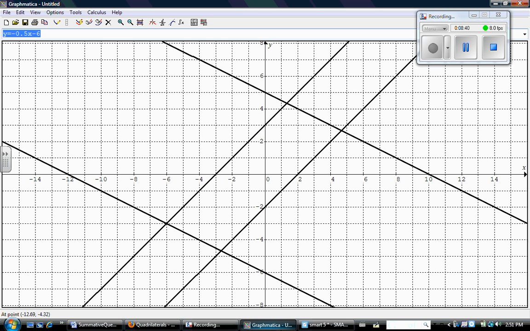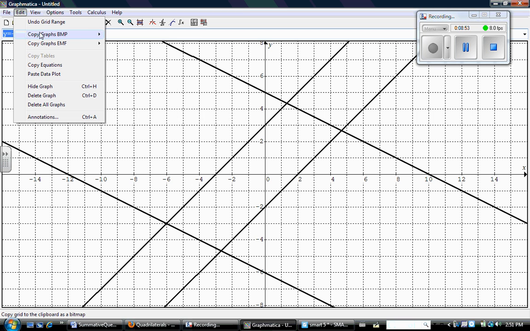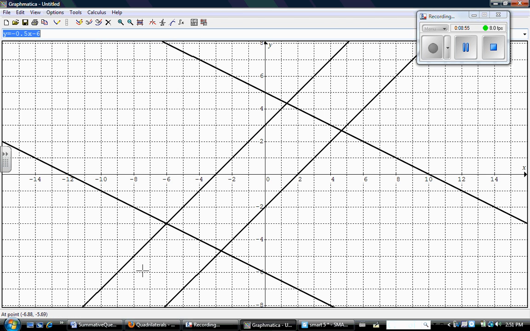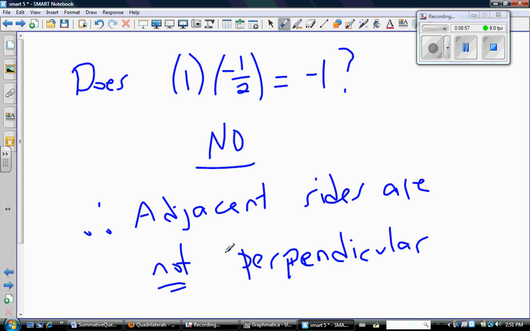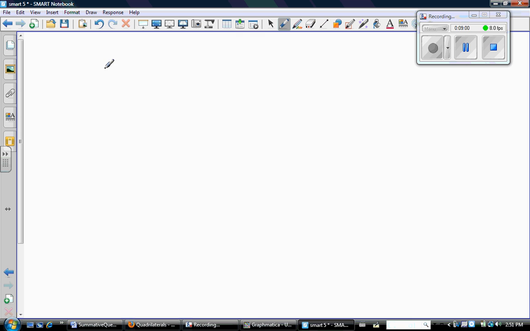So what I've done is I've grabbed a piece of software available, I think it's shareware, called Graphmatica, and it's my favorite graphing tool. And I just told it to graph the line. So there they are. So let's take this. We're just going to make a quick copy of this picture, and let's put it into today's lesson.